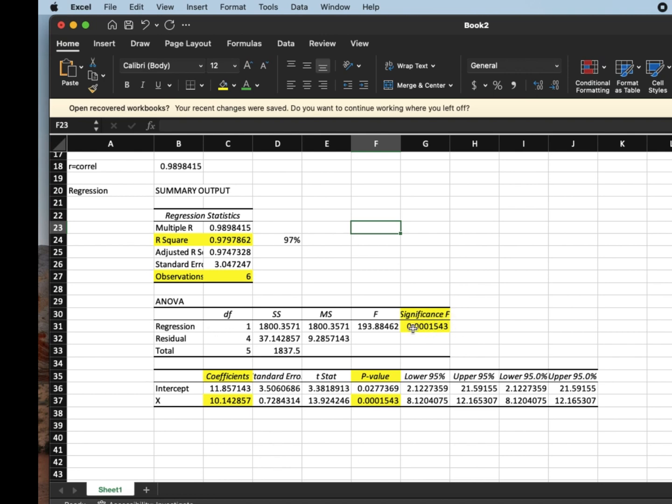If you can see, the significance level here is very low. It's around 0.000153, so it is equivalent to almost 0.00. If we compare this with the significance level of the null hypothesis from earlier, which is 0.05, this means that the significance level of 0.001 is way below your 0.05.